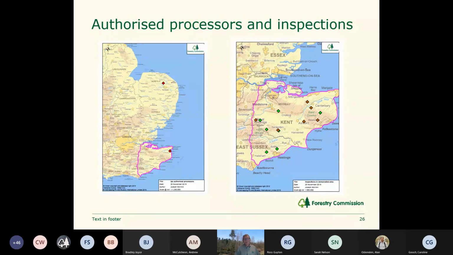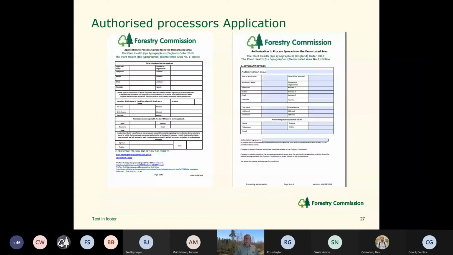This was the number of inspections that we'd done up to about 14 months ago, and we've had a similar level of inspection carried out this year across spruce stands throughout the area. This is just a reference to the application process for authorised processors. They can go online and pull down the application, which then prompts an inspection, and then they're provided with this authorisation material.